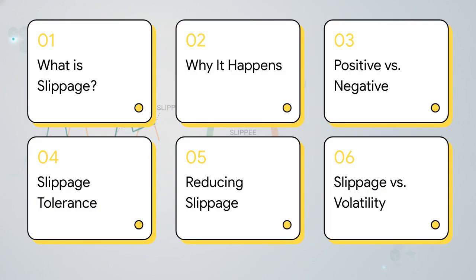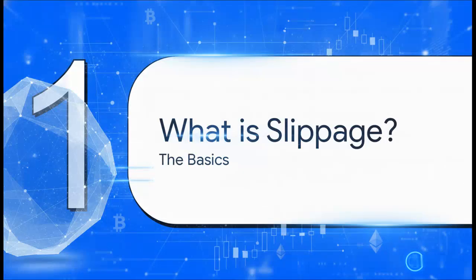Here is our roadmap for today's explainer. 1. What is slippage? 2. Why it happens. 3. Positive versus negative. 4. Slippage tolerance. 5. Reducing slippage. And 6. Slippage versus volatility. Starting with Section 1. What is slippage?